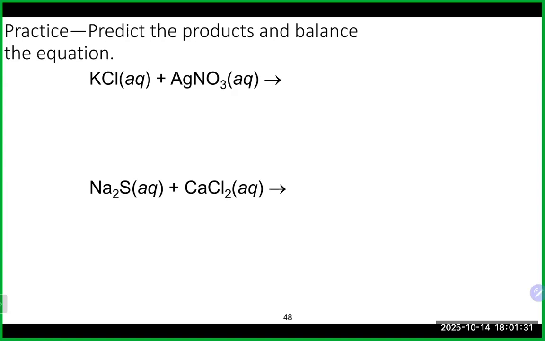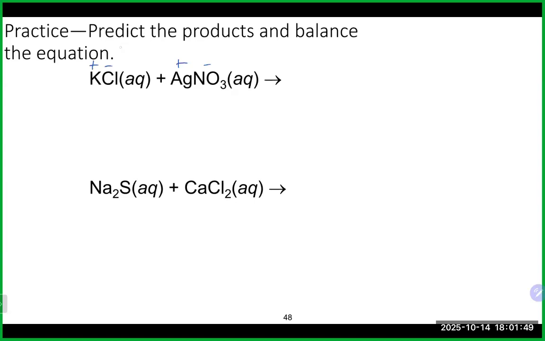Okay, so let's take a look, see how you're doing. Start with the first one. So again, definitely want to make sure correct formulas first before we worry about the balancing, if there is a need to. We definitely know this is a double displacement. This is the only reaction where we basically have two ionic compounds coming together.